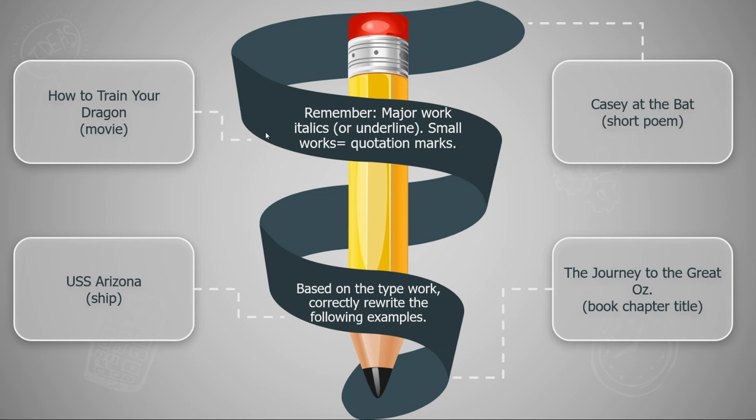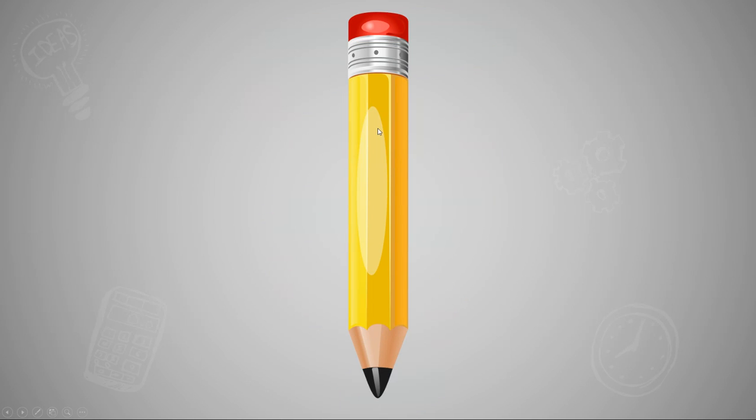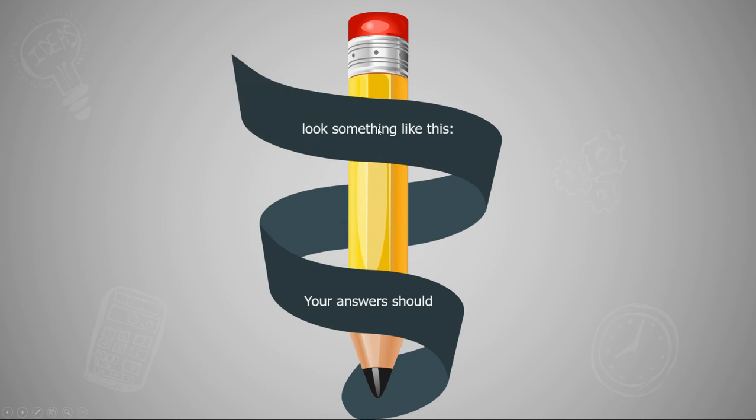The USS Arizona, which is a ship, is it major or is it smaller? Format it accordingly. Casey at the Bat, which is a short poem, is that a short work or a major work? Format it accordingly. And again, How to Train Your Dragon is a movie. Is that a major work or a shorter work? Take some time, figure that out, make the formatting changes, and then come back and compare your answers to these solutions.